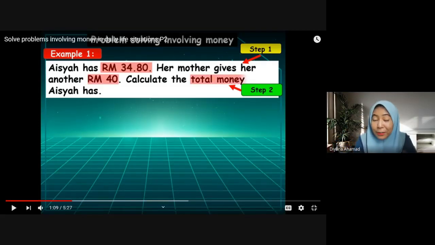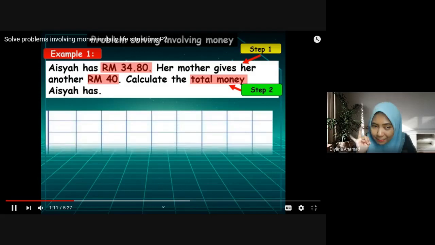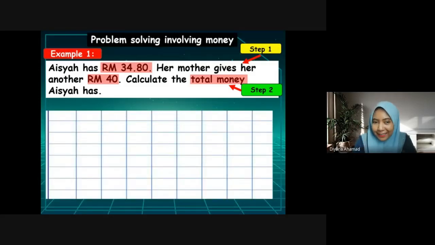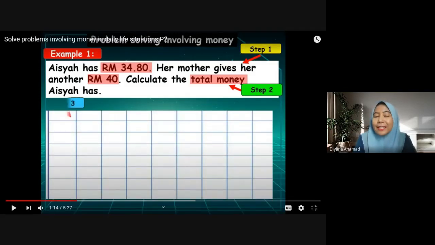So everyone, if you look at the story, what do you think? You need to plus money? Divide money? Or minus money? Or times the money? Alright, so the keyword over there is total.